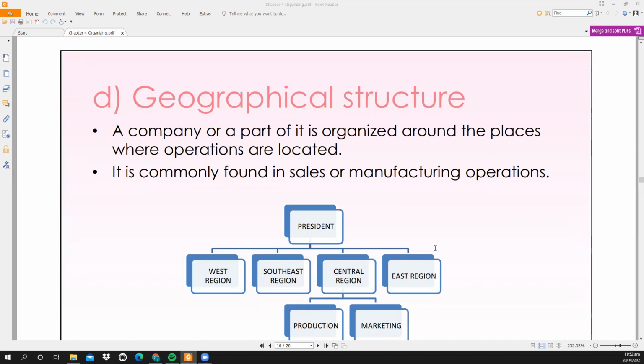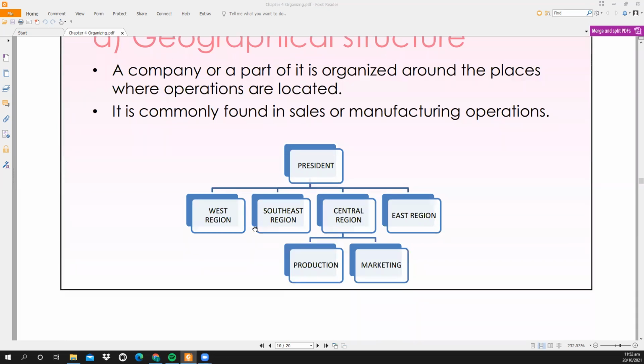So, for example, we have the West region, Southeast region, Central region, and then East region. So, bawat ito no may vice president. Vice president for the West region, vice president for the Southeast region, Central region, and then East region. And then there, yung baba nun magkakaroon na ng functions. For example, production department, marketing department, and then so forth.